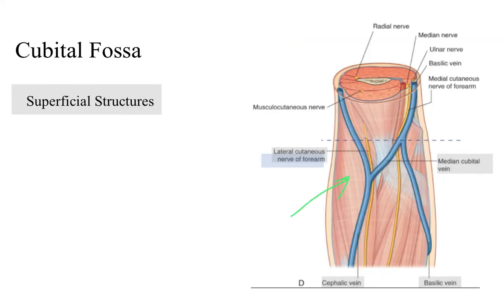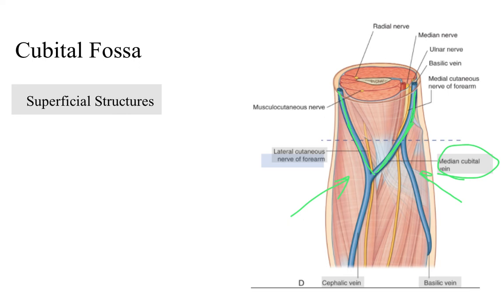So here's that fascia that I told you about that covers up the deeper structures that we talked about within the cubital fossa. And then the veins that are running superficial would be your basilic vein coming here from the medial side, and your cephalic vein coming from the lateral side, and they're going to join with each other at this structure called the median cubital vein.